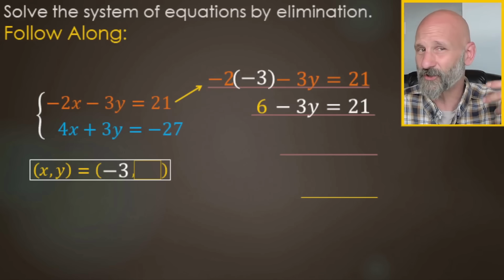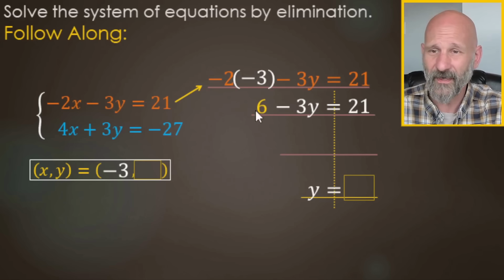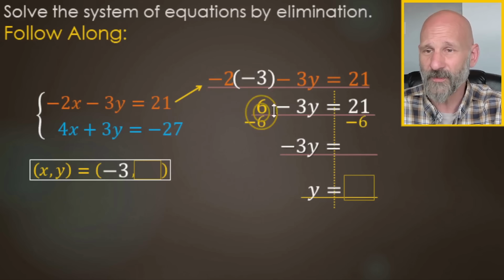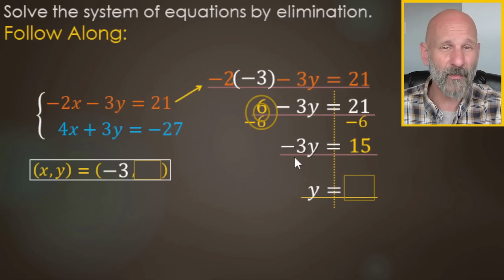Now we solve. It's a two-step equation. We're trying to figure out what y equals. So we don't want the 6 or the negative 3 there. So to undo the positive 6, we'll subtract 6 to both sides. So no more 6's on the left, just the negative 3y equals 21 minus 6 is going to make a 15.